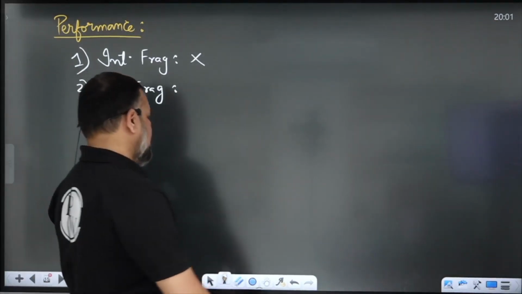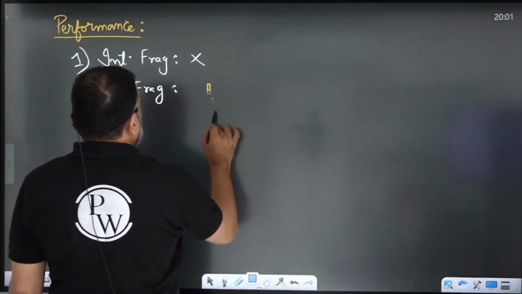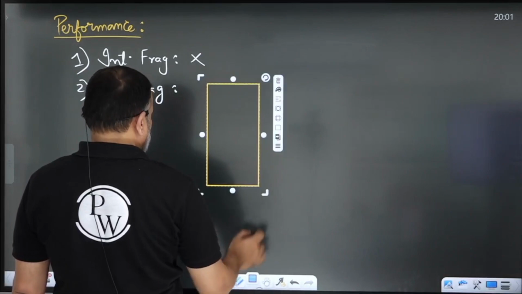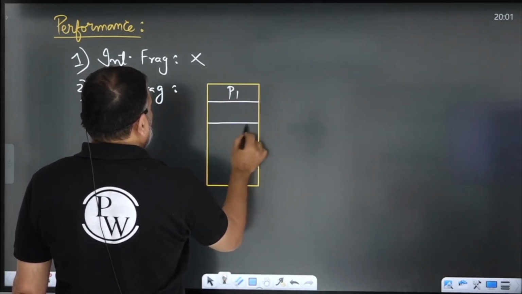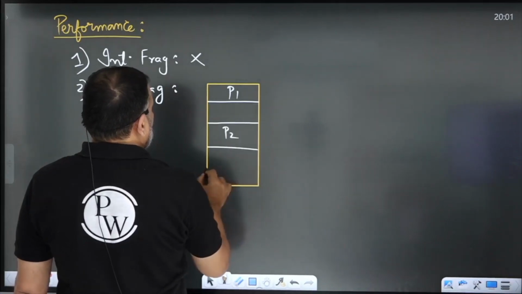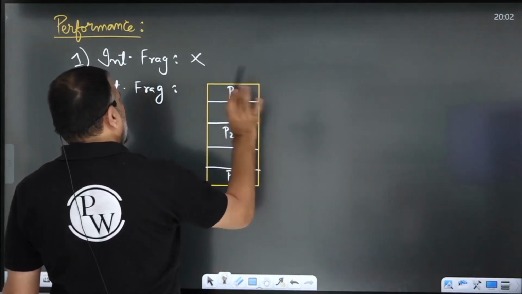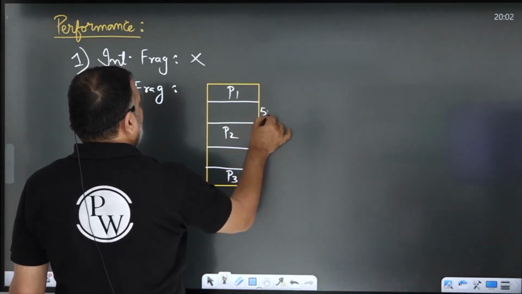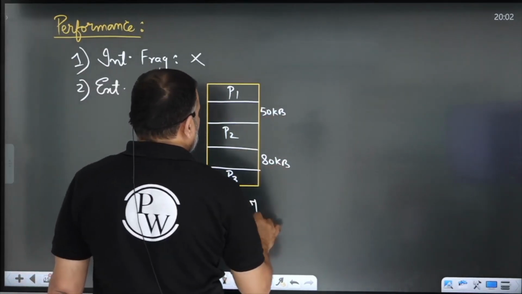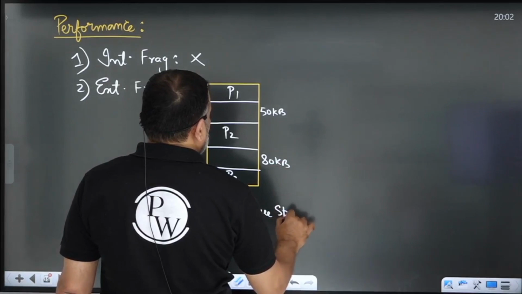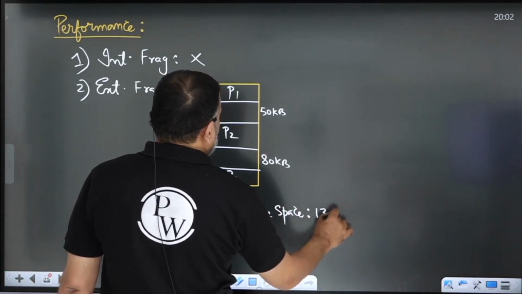What is external fragmentation? Let us analyze it by taking a simple example. Imagine a memory system with some process P1, another free hole, process P2, another free hole, and P3. Three processes are there, whatever be the size, and the size of this free hole is 50 KB, and this one is 80 KB. Total free space is 80 plus 50, 130K.